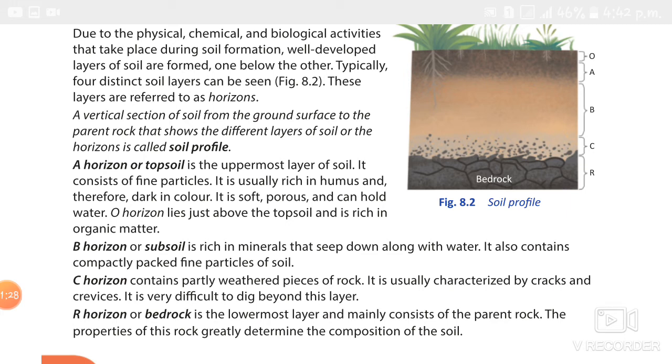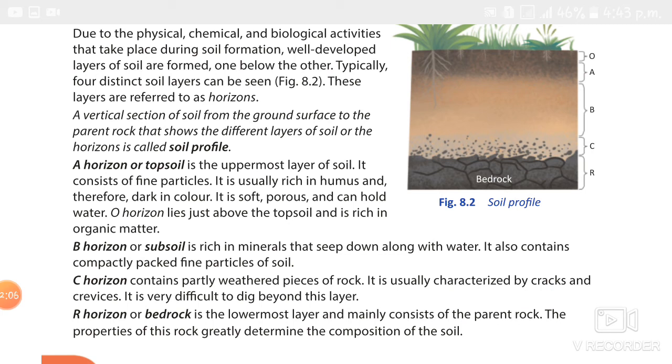And the third layer is called C horizon. This layer contains partly weathered pieces of rock, and also this layer contains cracks and crevices. So roots do not penetrate into this layer. It is very difficult to dig beyond this level. The C horizon has the parent rock, so it contains cracks and crevices, and the roots cannot enter inside. We cannot dig the soil also. That is the third layer, C horizon.